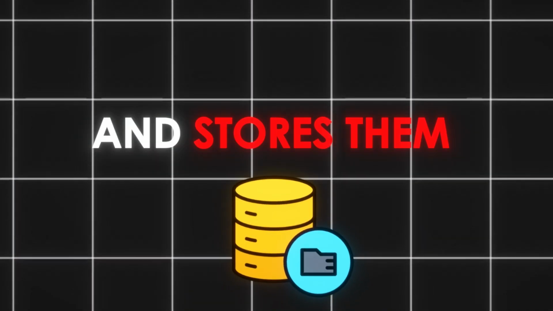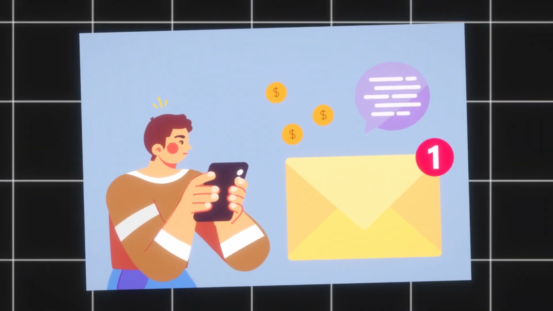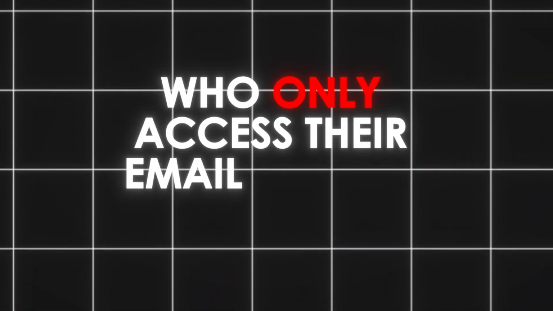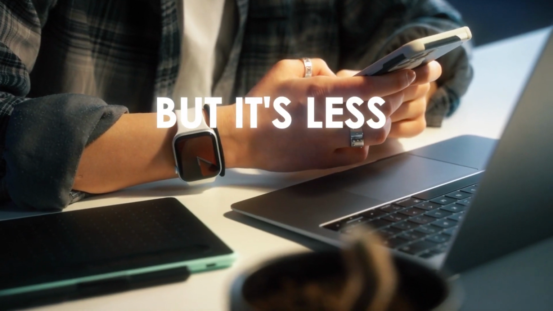POP3 downloads emails from the server and stores them on your device. When you read your emails, they're removed from the server. It's best for users who only access their email on one device, but it's less flexible than IMAP.